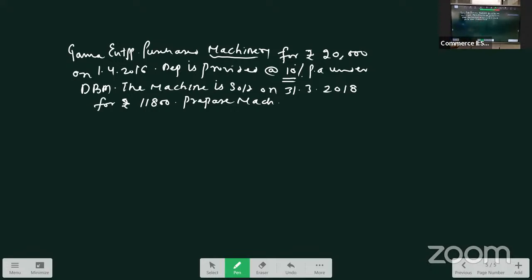So we are going to the next level. All the problems we have solved so far were under the straight-line method. Now we are solving it under the diminishing balance method. Let us see how it would be. Cost is 20,000, percentage 10, purchased on 1st of April 2016.